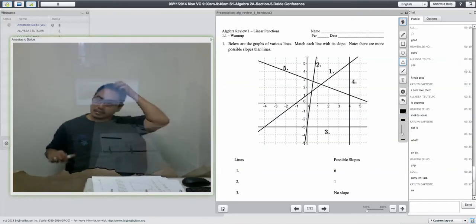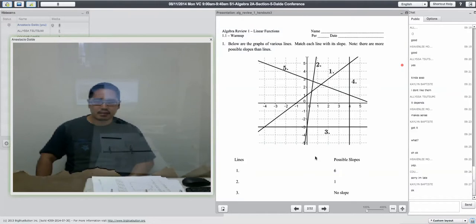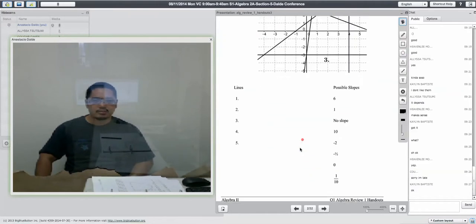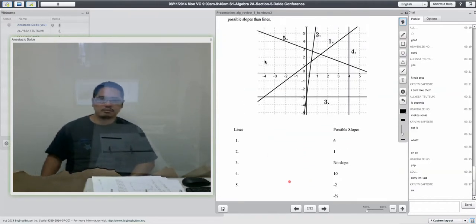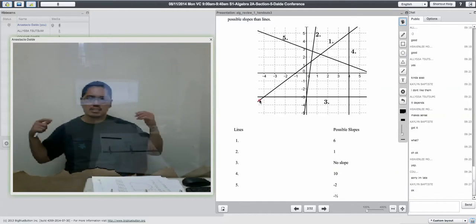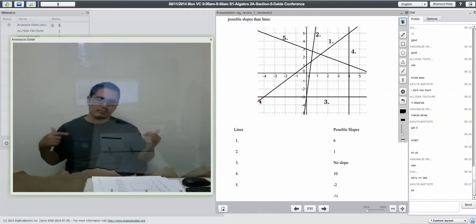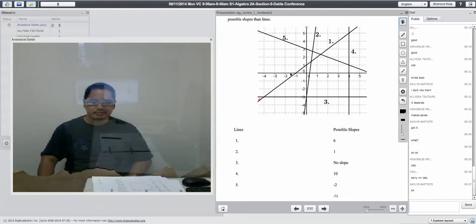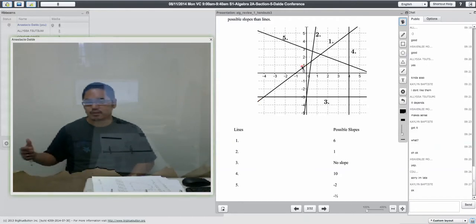Alright, let's take a look at these guys. The main thing I'm going to look at now is these graphs. So, let's do them. What we want to do is match up the possible slopes with the graph. So we're looking at line 1. What would you say that slope is? How can you tell? How can you figure that out? Or maybe I'll do the first one for you.